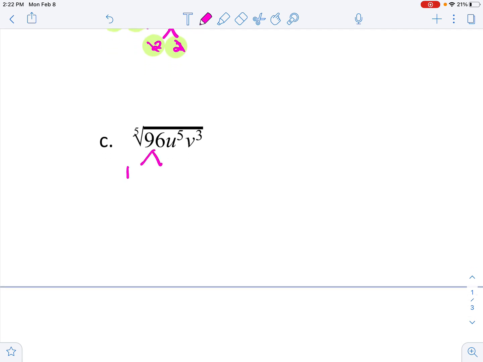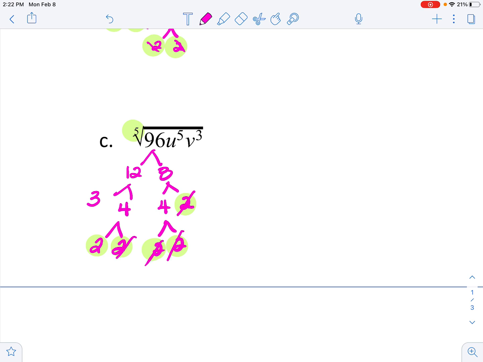Okay, 96 is 12 times 8. That's 4 times 2 and 2 times 2. This is 3 times 4 and 2 times 2. How many 2s do I need? I need 5 of them. 1, 2, 3, 4, 5. That means 1 2 can come out. But what remains inside is going to be a 3.